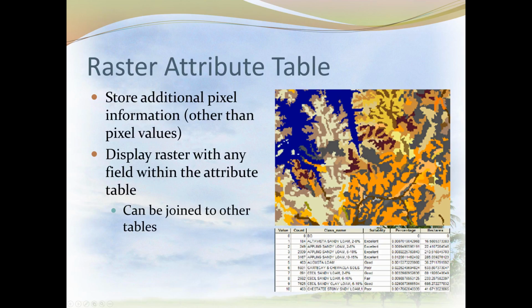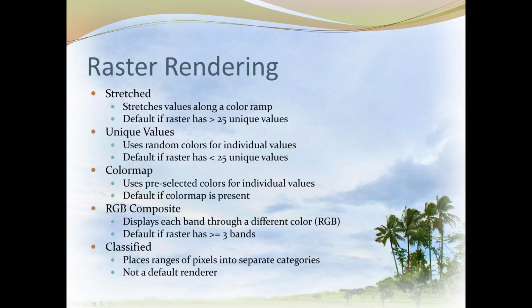So let's look at some examples. So raster attribute table. We do have an attribute table for each of the cells. So it stores additional pixel information other than the pixel values, and displays raster with any field in the attribute table, which can join to other tables. Usually we do not do a table join for raster. That's interesting. Okay, so the raster rendering that, remember, we did for San Diego, we used classified.